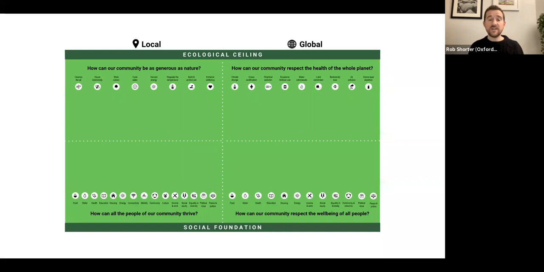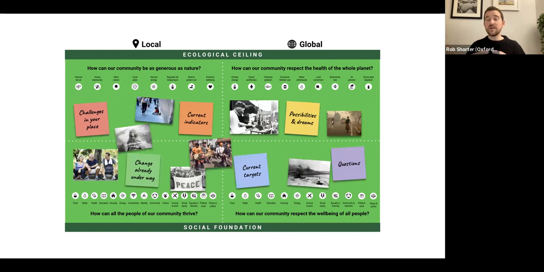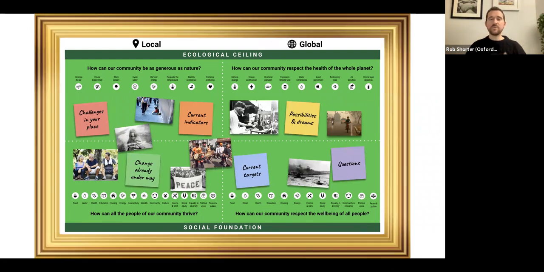So there we have the 4 lenses of Doughnut Unrolled, a thinking compass for your place. And there are so many ways to then begin to populate this. We call this holistically a portrait of your place, when you begin to build up over time a picture of your place through understanding, for example, the challenges already in your place.